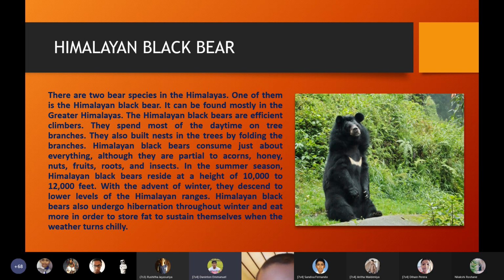Himalayan black bears consume just about everything, although they are partial to corn, honey, nuts, fruits, roots, and insects. In the summer season, they reside at a height of 10,000 to 12,000 feet. With the advent of winter, they descend to lower levels of the Himalayan ranges. They also hibernate throughout winter and eat more in order to store fat to sustain themselves when the weather turns chilly.